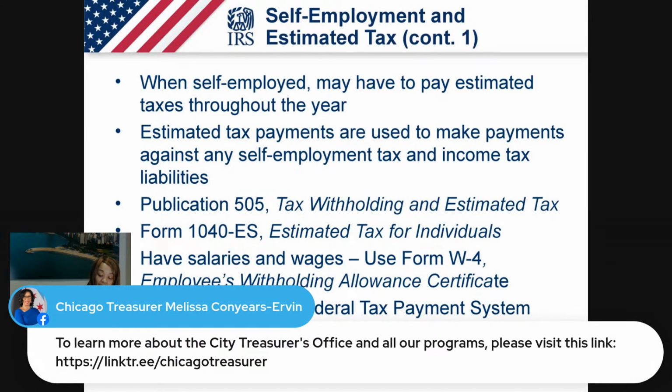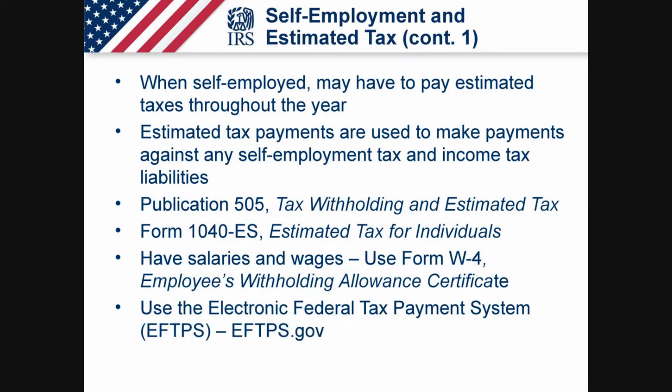Finally, when you're self-employed, you may have to pay what is called estimated tax. You know that when you work for someone else, they withhold federal taxes with your pay throughout the year. Well, when you're self-employed, you take care of this by paying estimated taxes throughout the year. Estimated tax payments are used to make payments against any self-employment tax and income tax liabilities you will have at the end of the year that are associated with your business. A companion publication, 505, Tax Withholding and Estimated Tax, has more details, including worksheets and examples to help taxpayers figure out whether they should pay estimated tax.